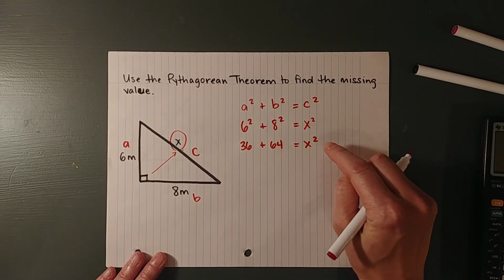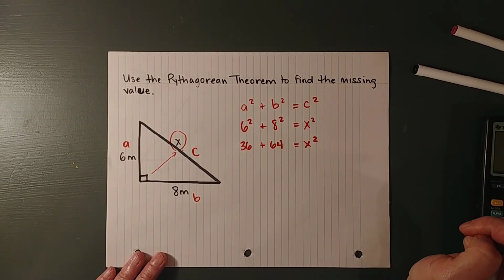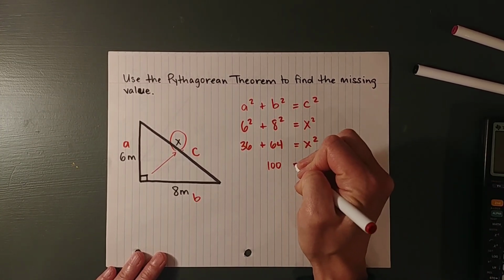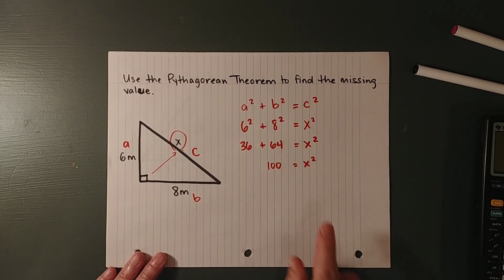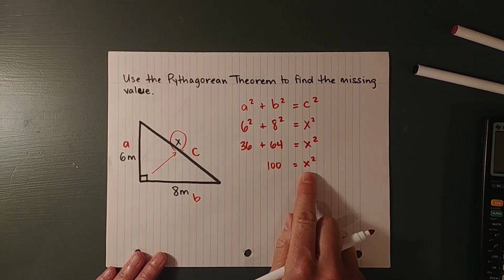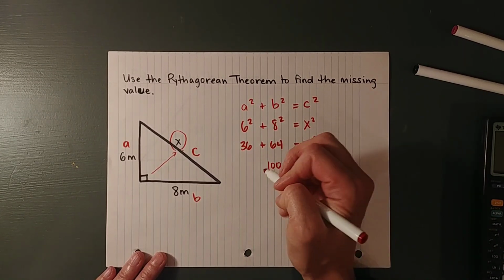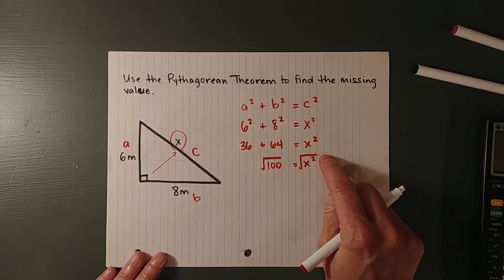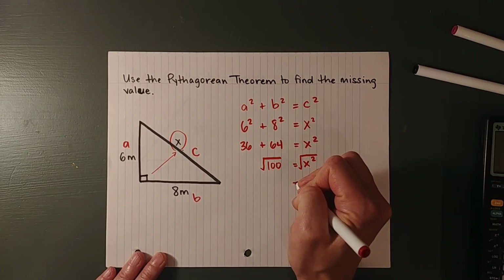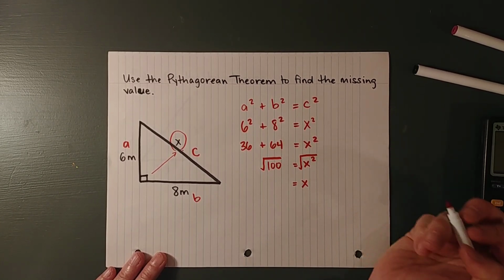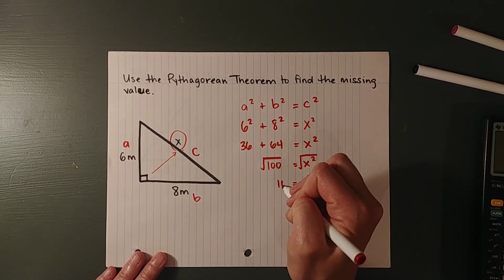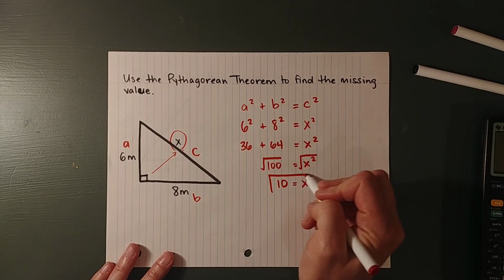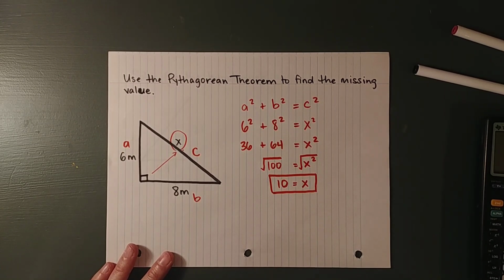We cannot simplify that. We don't know a value for x yet. And 36 plus 64 gives us 100, equal to x squared. Now we don't want to know what just x squared is equal to. We want to know the actual value for x. So we're going to do the square root of both of these. The square root of the square of a number gives us x, and the square root of 100 gives us 10. Okay, so that is our answer there. We find x to have a value of 10.